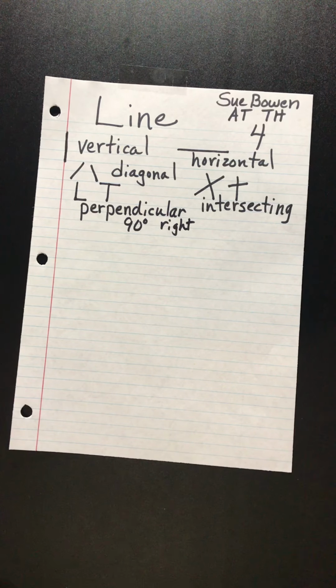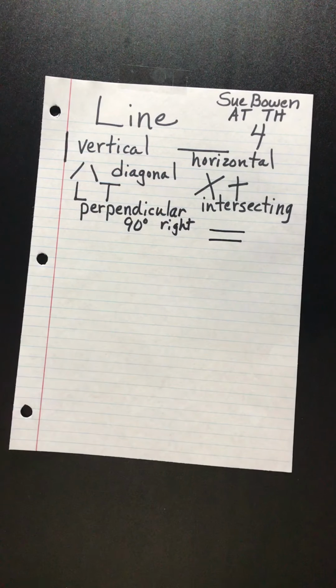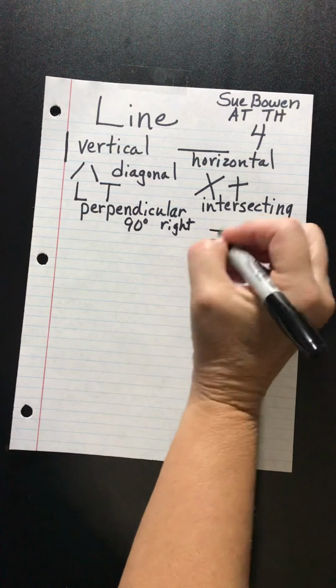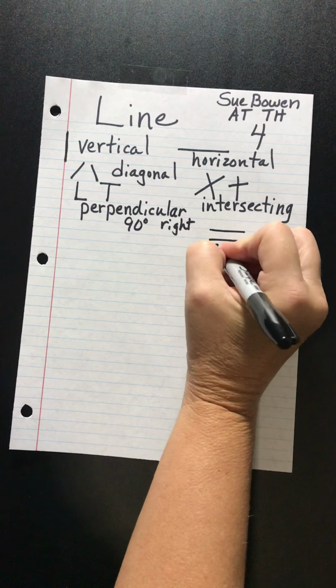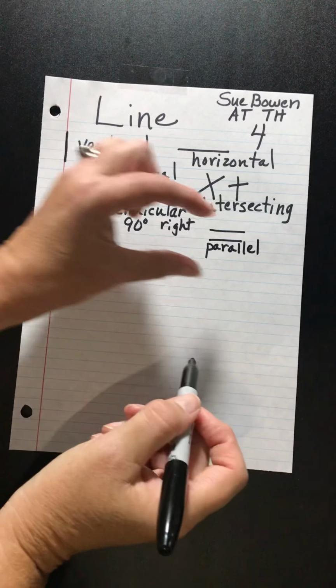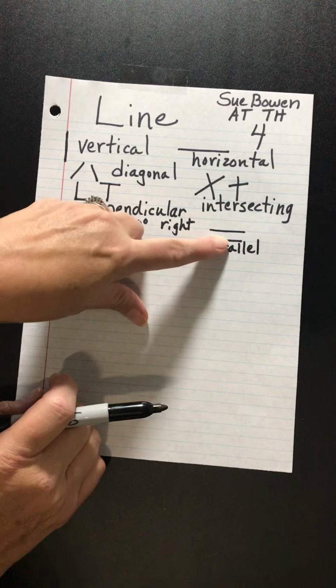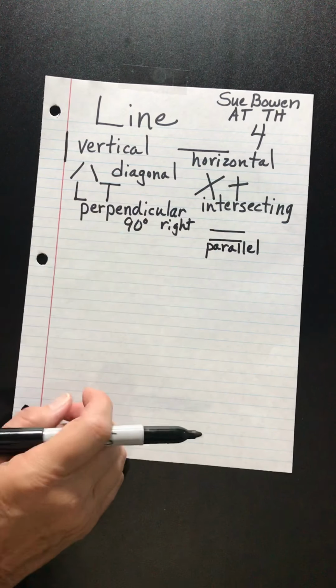All right, and then the last set of lines we're going to talk about are two like this, like an equal sign. Those are called parallel lines. They're two lines that will go on forever, but they will never cross and intersect like these do. They're always going to be the same distance apart. We call those parallel.